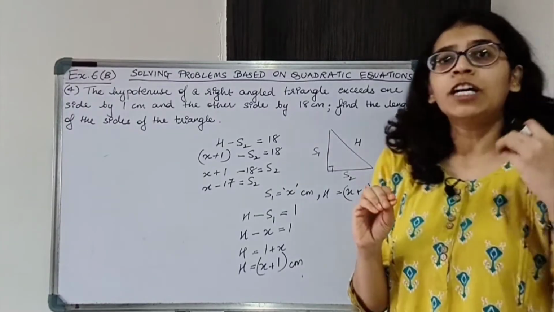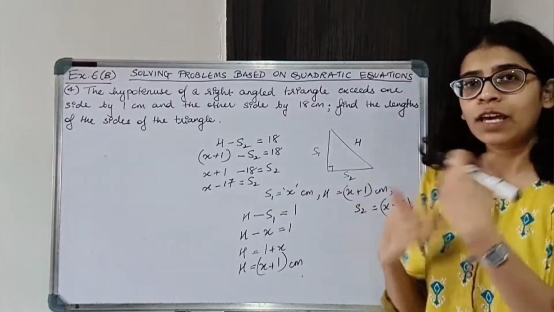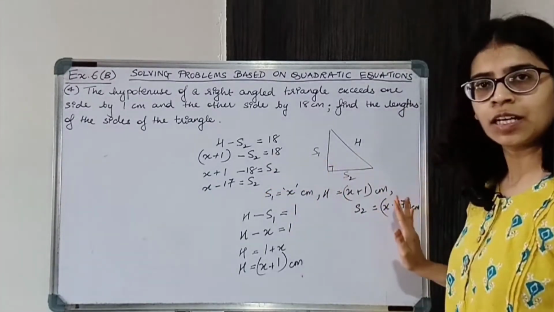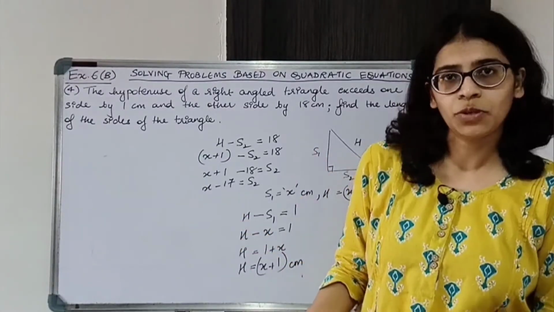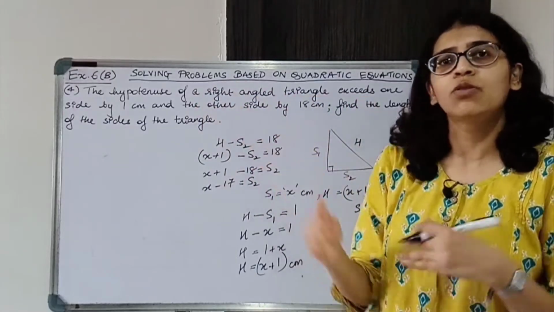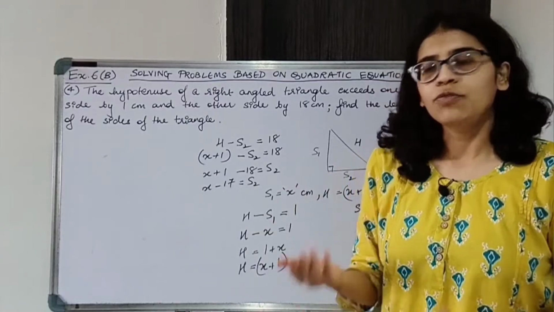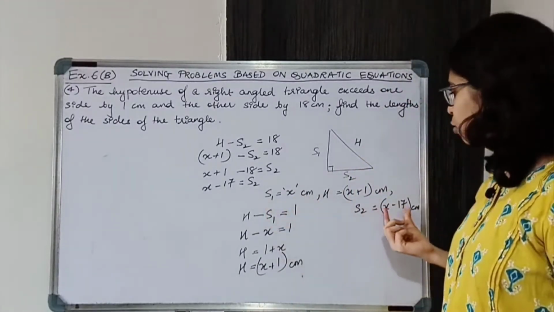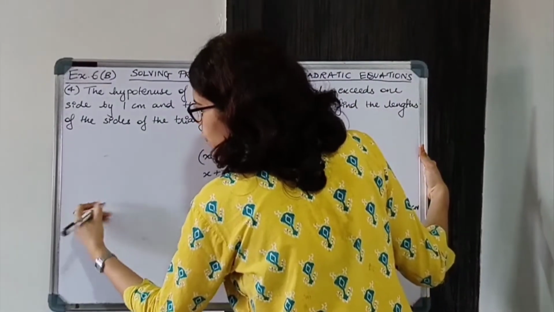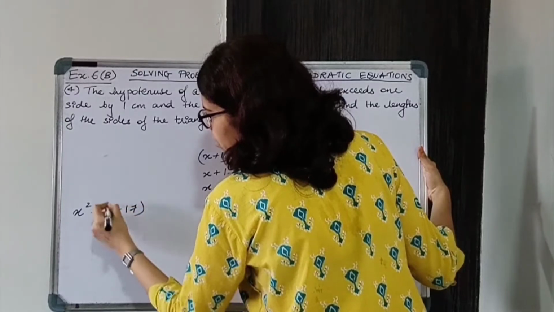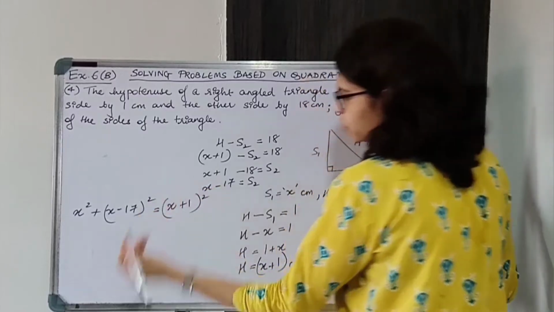So taking one of the sides as x, I found all the sides in terms of x. सब x के terms में मिल गया. अब easy है क्योंकि we have to only apply Pythagoras theorem. There is no condition given over here, so when no condition is given in a right angle triangle, we'll use Pythagoras theorem. We know side 1 square plus side 2 square is equal to hypotenuse square. So x square plus x minus 17 whole square is x plus 1 whole square.